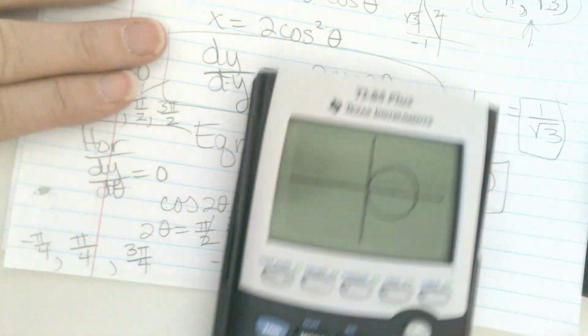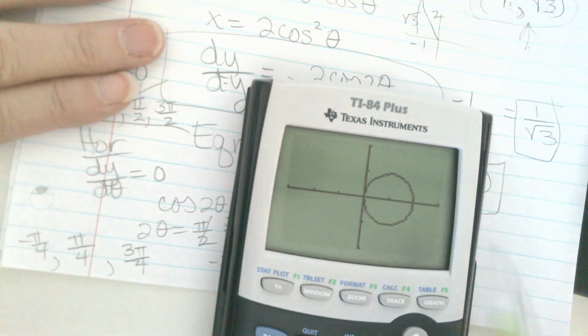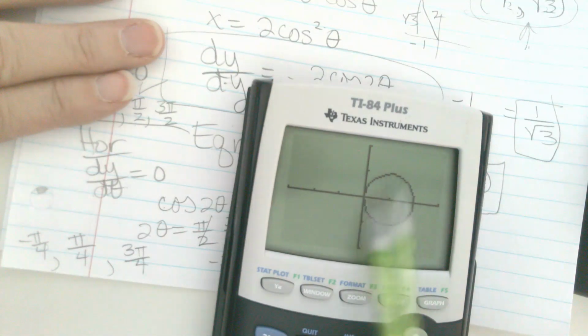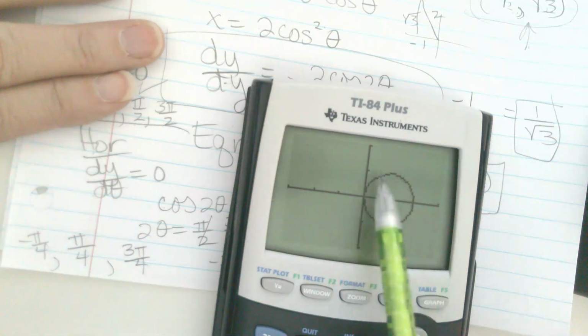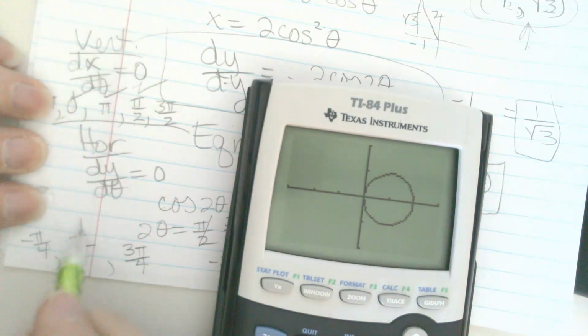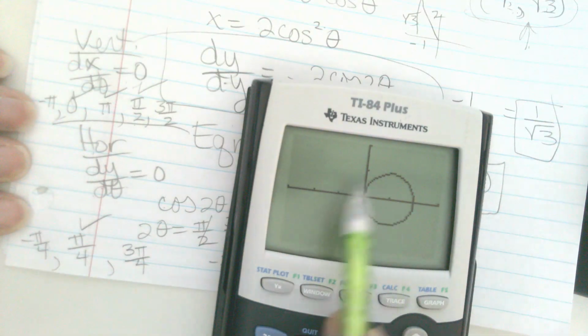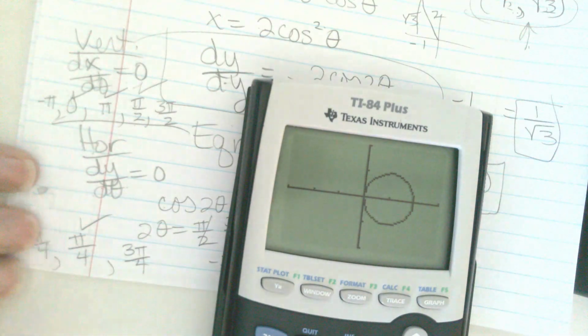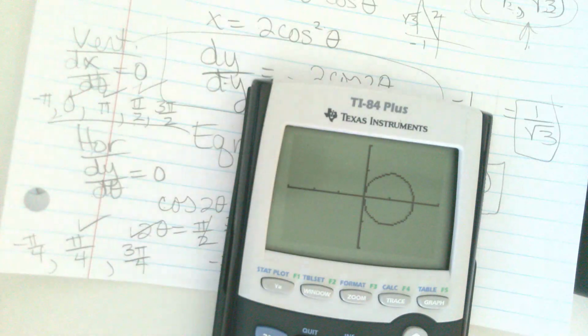For the horizontal ones now, would it make sense that this is horizontal at pi over 4? Is that exactly? Pi over 4 works. 3 pi over 4, but if the r is negative, it would be right there, wouldn't it? So I believe all of those worked too.